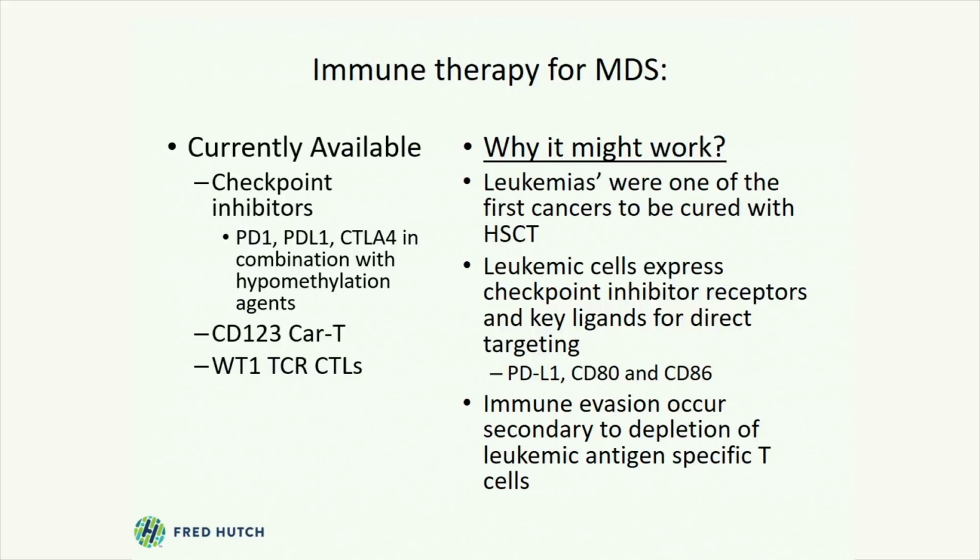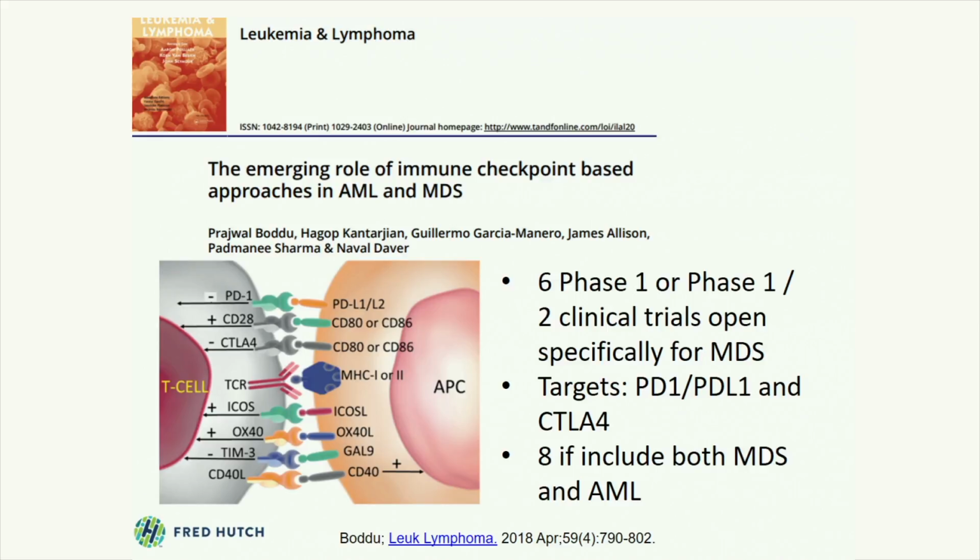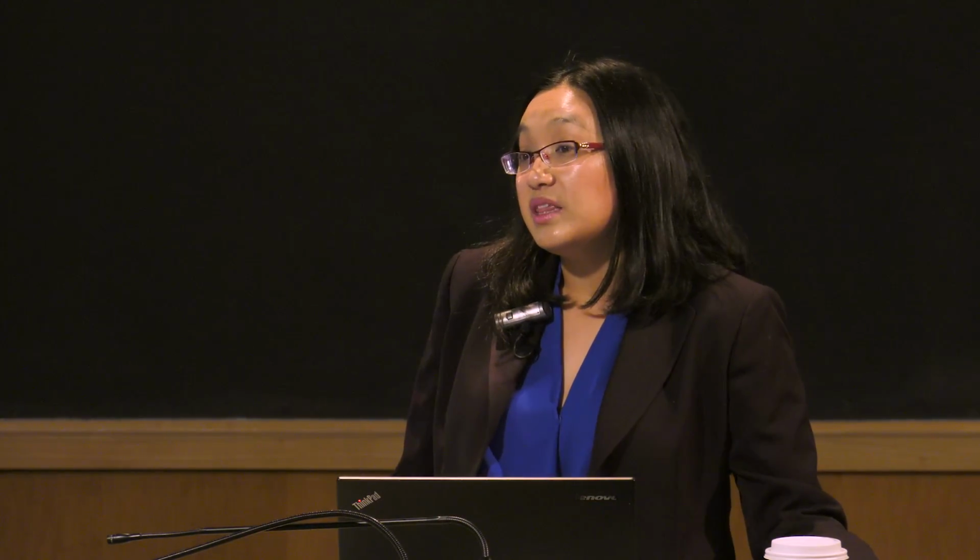Currently available for AML and MDS include checkpoint inhibitors, multiple trials, in PD-1, PD-L1, CTLA-4, in combination or not with hypomethylation agents. There are CD123 CAR T cells that are in development, along with others. WT1 TCR CTLs, which I will be going over in a little bit. This is a trial that's ongoing at the Hutch. So this is a review paper that describes the emerging role of checkpoint inhibitors for use in AML and MDS. In here, it describes 6 phase 1/2 clinical trials, and this is as of April this year. I would imagine that a couple more trials has probably opened, and these specifically target PD-1, PD-L1, and CTLA-4.